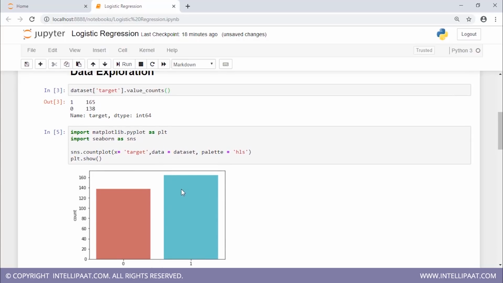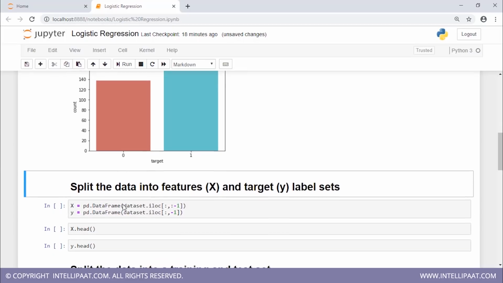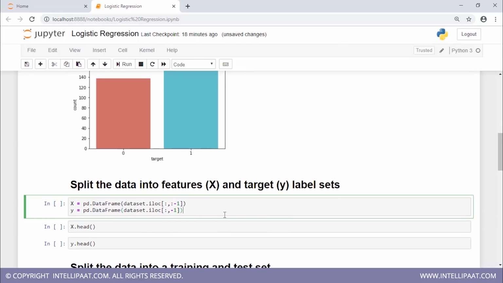And this tells us the same thing. So 165 is the number of patients who actually have heart disease, and this is for all of those patients who do not have heart disease. Alright. Now let me go ahead and divide the dataset into features and label sets.